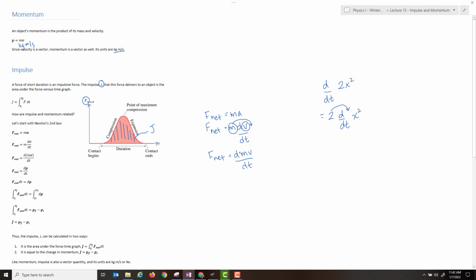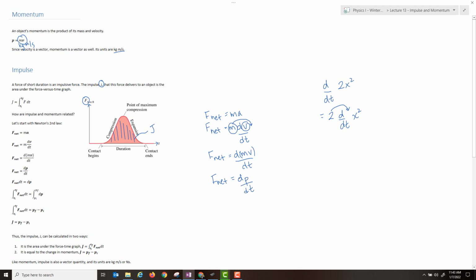Okay, so now what is this mv here? mv, we just said, was the definition of what momentum is. Momentum is mv. So now we have F net is equal to d momentum by dt. Okay, so that's what our F net is.